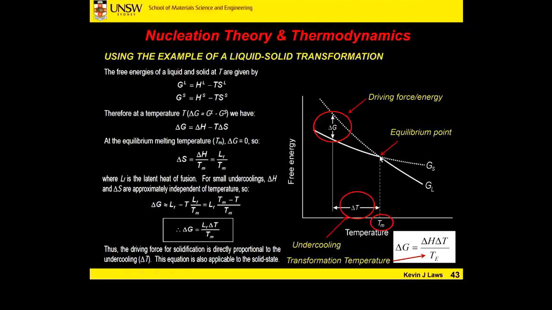However, what we can see from this diagram quite clearly is, as we increase delta T, our delta G is getting bigger. What does delta G represent here? Delta G represents the driving force for crystallization or solidification. So if we're cooling very, very quickly, the further we get below the melting point without having actually started to solidify or nucleate the new phase, the greater the driving force for forming it is.